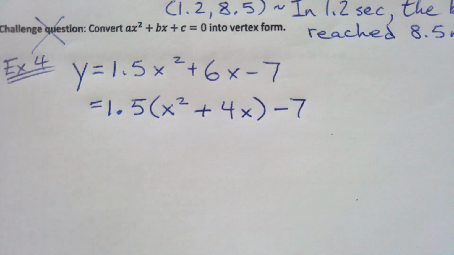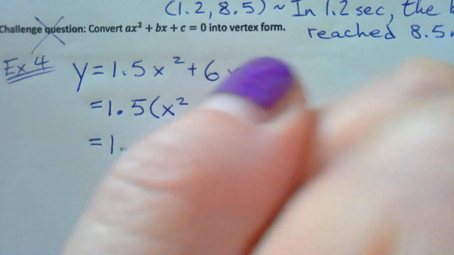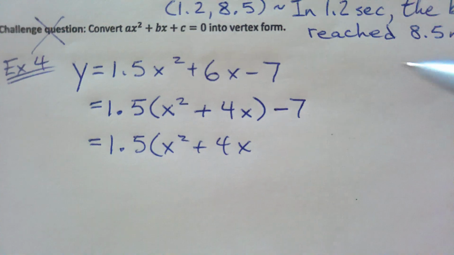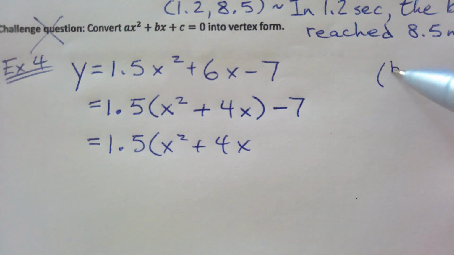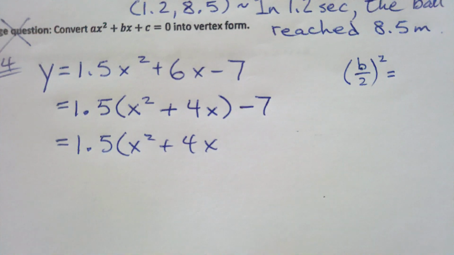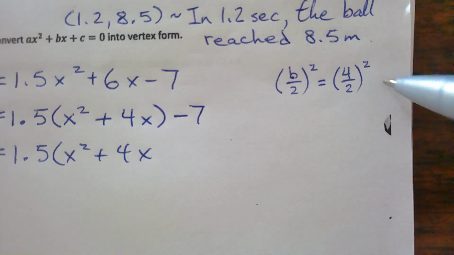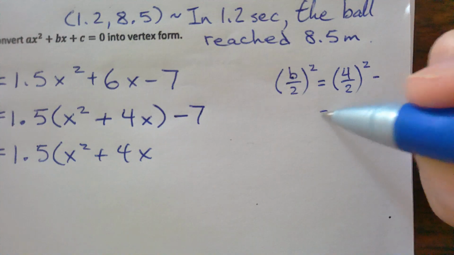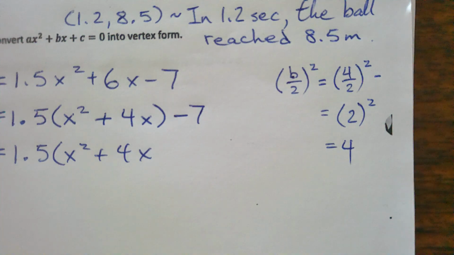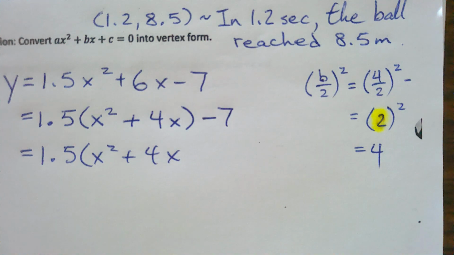My third step is going to be the add and subtract part. So 1.5(x² + 4x), I'm going to do the plus and minus. So remember, it's (b divided by 2) squared. What's my b value? 4, right? So 4 divided by 2 is 2, squared, which is just 4. I'm going to highlight this on the side so that I remember that's my perfect square.